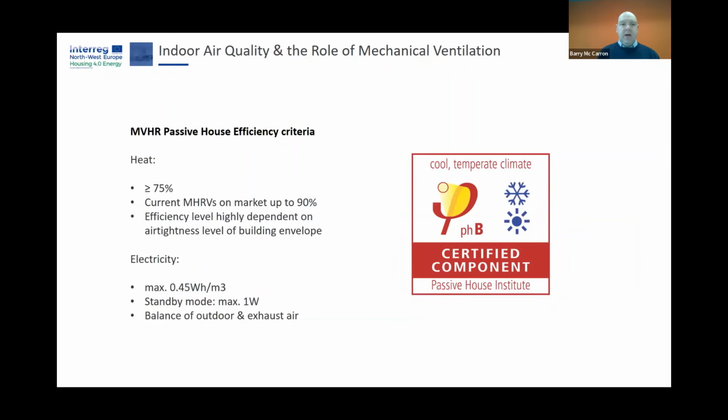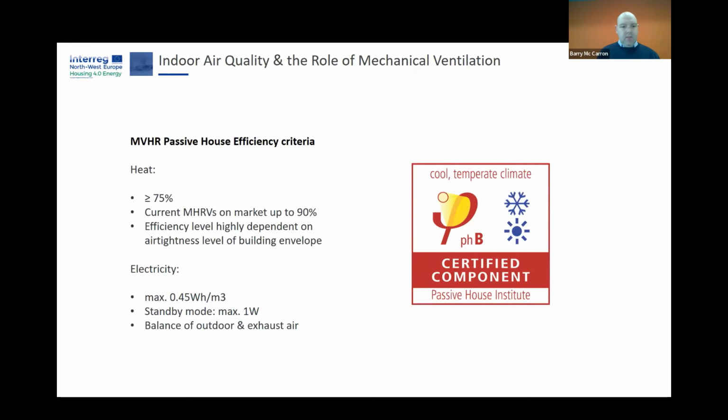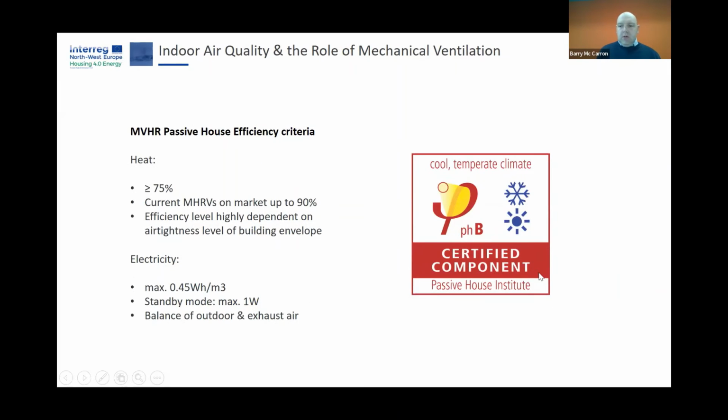And again, the criteria is already there. It has to be better than 75% efficient. Most of them on the market anyway are 90% or thereabouts, and they use very, very low electricity. Sorry, the screen is going off. Contact me. So again, very, very low electricity demand as well, which is common.